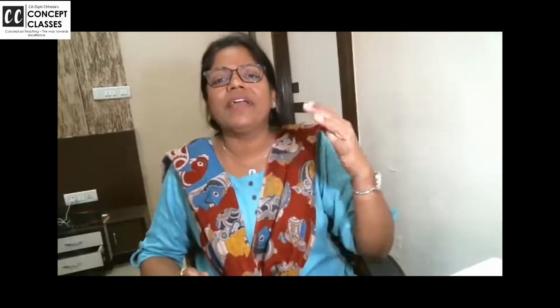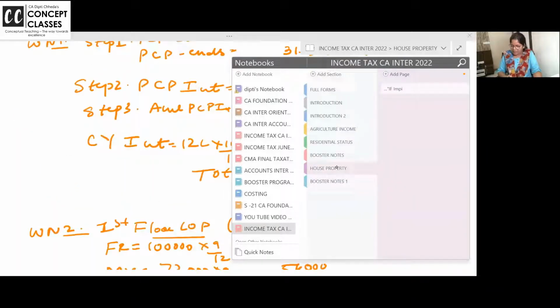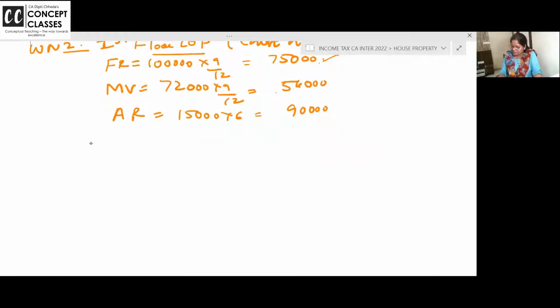Any 2 houses you can take as self-occupied, your choice. Obviously, you will take self-occupied where income is high, and where income is low, you will go for deemed let out. Let us begin it in notebook, और फिर कुछ और booster notes भी लिखेंगे अगर लिखना है तो. ठीक है? Not in your booster notebook, please. Regular notebook for income from house property. चलो.